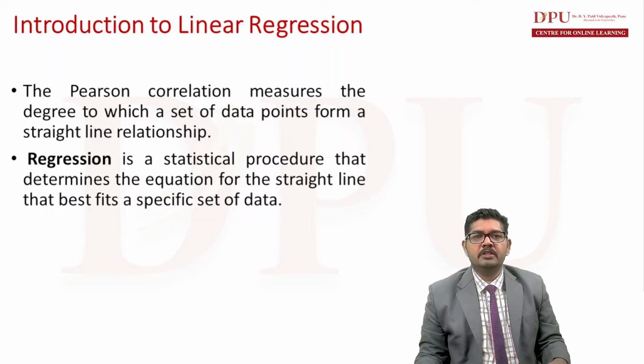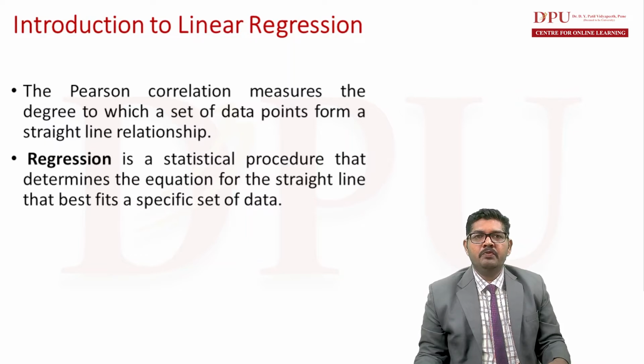Unfortunately, Karl Pearson's correlation coefficient is not able to answer the cause and effect relationship between the variables, and that is where regression comes into the picture. Regression is a very handy tool to understand the cause and effect relationship between variables. Regression is a statistical procedure that determines the equation for the straight line that best fits a specific set of data.